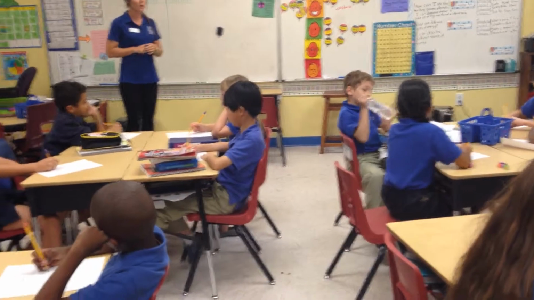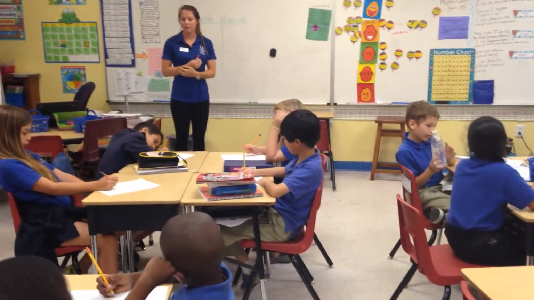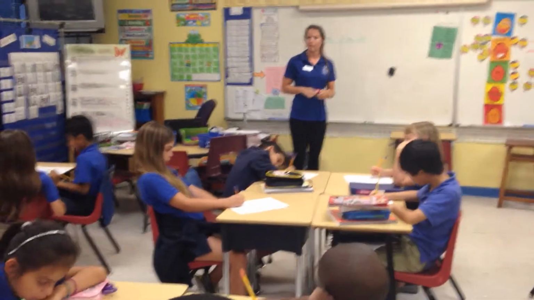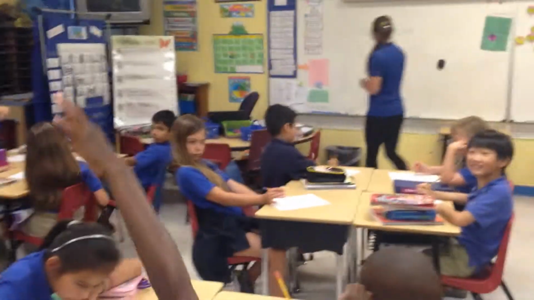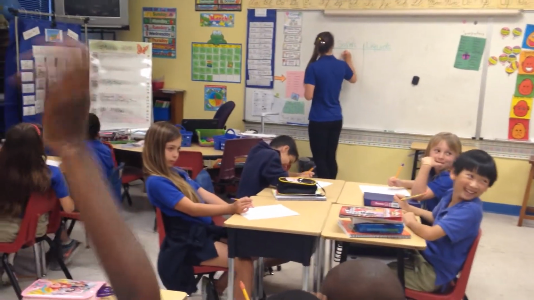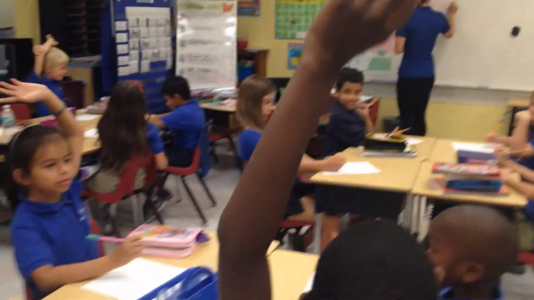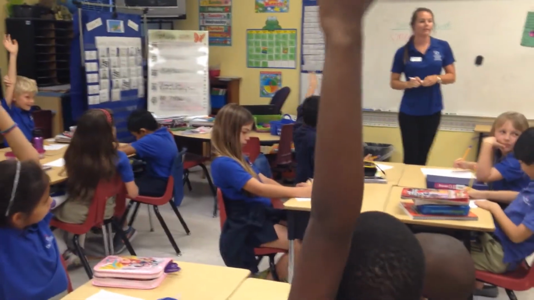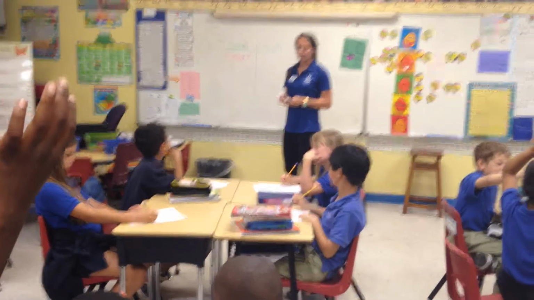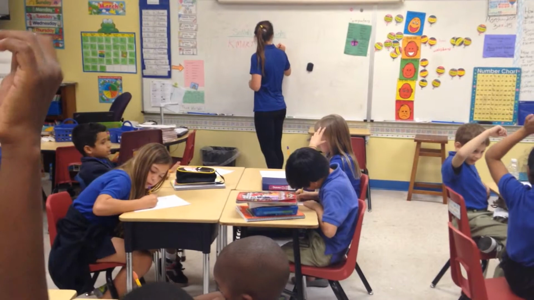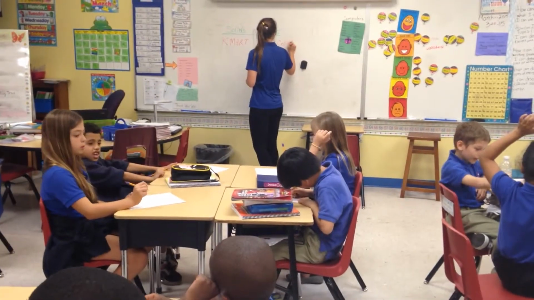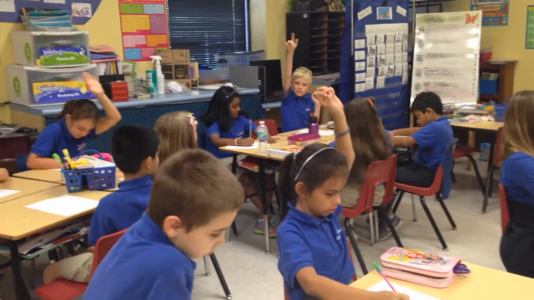So you're not speaking unless I call on you with your hand raised. John? Kmart. Kmart is a solid. How is Kmart a solid? Because it's made out of solids. It's a building, so it makes it a solid. Jonah? Coca-Cola's a liquid. Allison? Lemonade, a liquid.